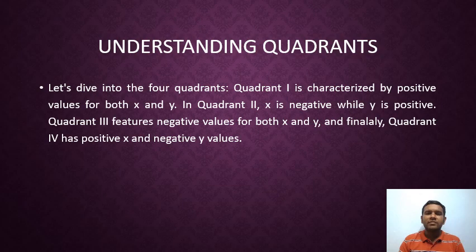Let us understand what a quadrant is. Let's dive into the four quadrants. Quadrant 1 is characterized by positive values for both x and y. In quadrant 2, x is negative while y is positive. Quadrant 3 features negative values for both x and y. And finally, quadrant 4 has positive x and negative y values. This is about the four quadrants and the sign convention, positive and negative, for all the four quadrants.